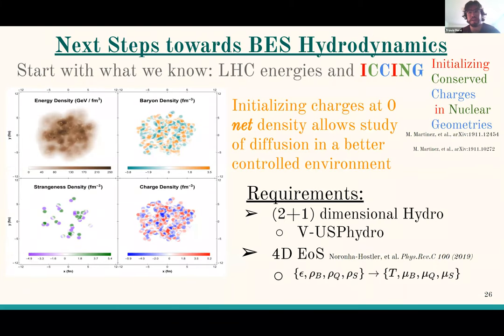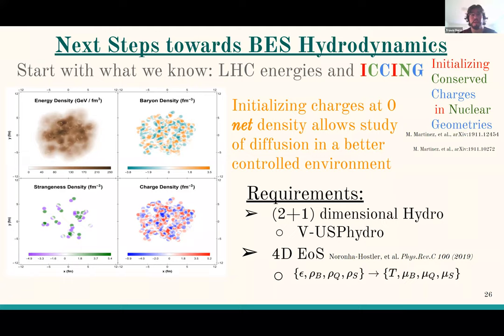At the end of the day, I was getting some flak for not having a very realistic model. We do want a realistic model. So what are the next steps toward beam energy scan hydrodynamics? As you saw in one of my previous slides, it's a tall order. There are a lot of things that need to be done going towards the beam energy scan that aren't done yet, that we need to start doing.